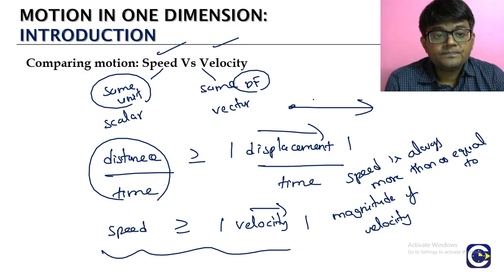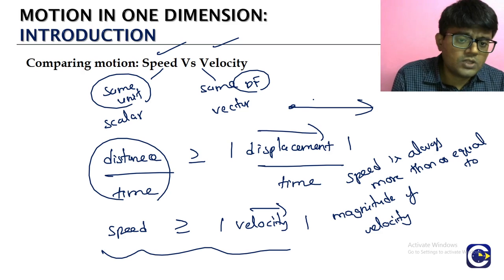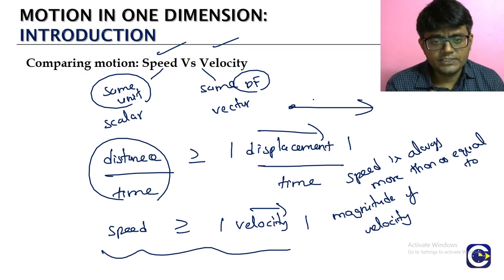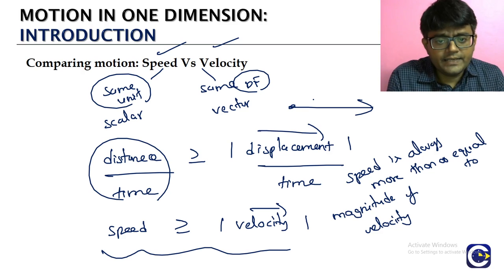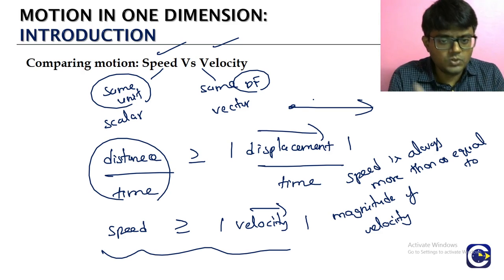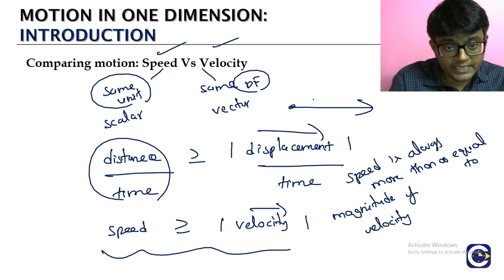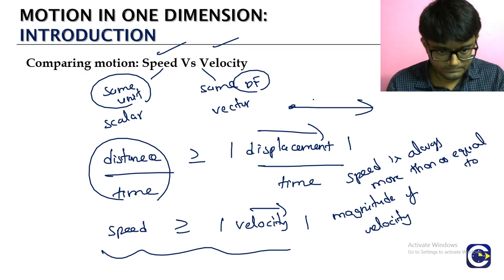Now, whenever we compare the motion of 2 or 3 objects, we can do it by using speed. At the same time, we can also do the comparison by using velocity. But as we go on, you will see that we will be using velocity more often than speed to compare the motion of objects. We will come to know the reason also. Why do we use velocity more to compare the motion of objects?